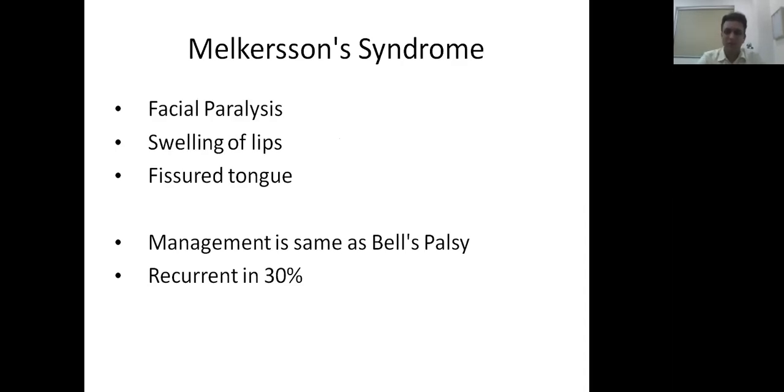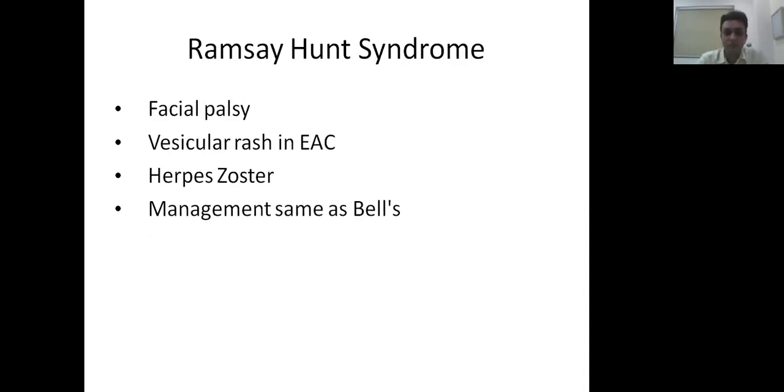Okay, one syndrome that we study is Melkersson syndrome, where there's facial paralysis, swelling of the lips and fissured tongue. The management is the same as Bell's palsy, but it has more recurrence rates. Ramsay Hunt syndrome is generally seen in patients with involvement by herpes zoster virus, with vesicles in the external auditory canal and facial paralysis. It's also managed the same as Bell's, but here also the recurrence rates are more. And there is a lot of pain when the rashes develop in the external ear.